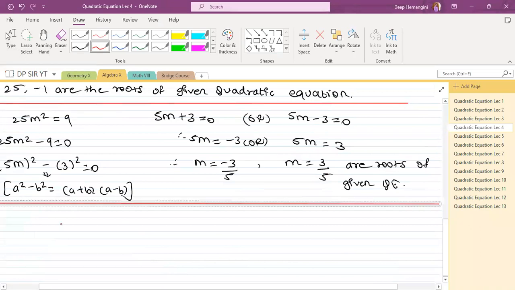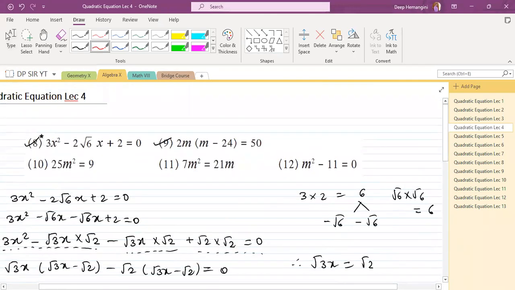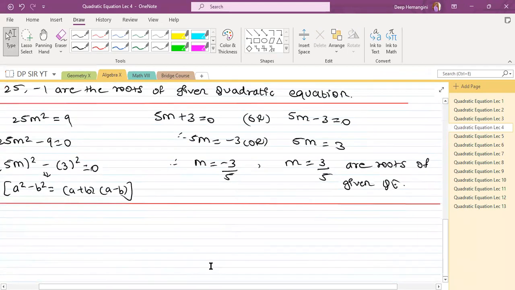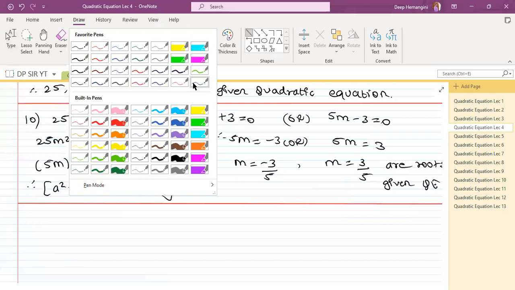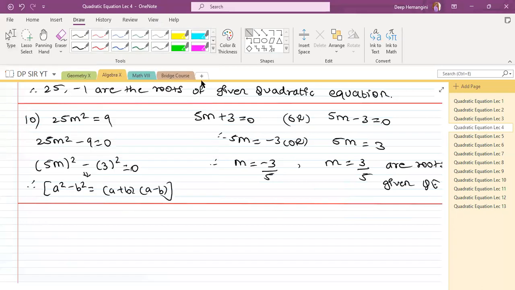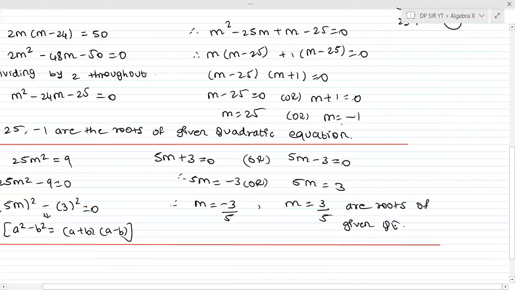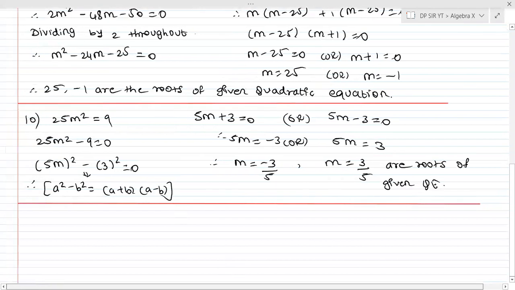So now there are only two questions remaining, that is 11th and 12th. Let us quickly do that and we will wind up today's session. I may leave you early today, a bit early, not so early, but a bit early. Okay, let's go for question number 11. I hope this color is visible. If not, do let me know.